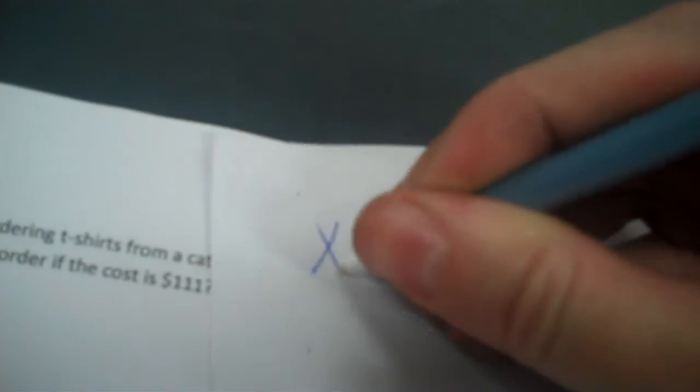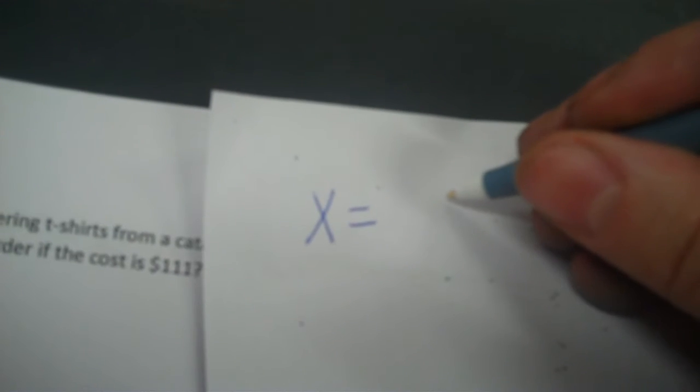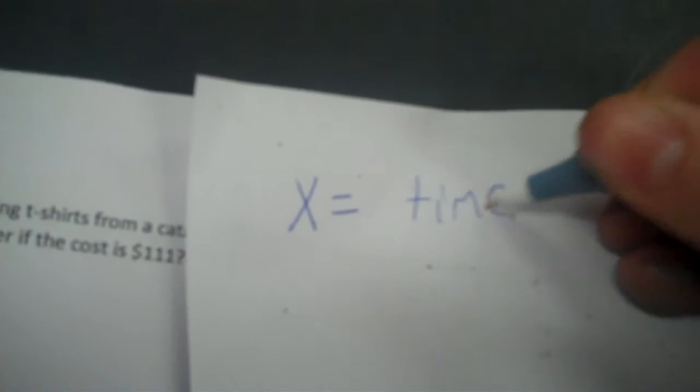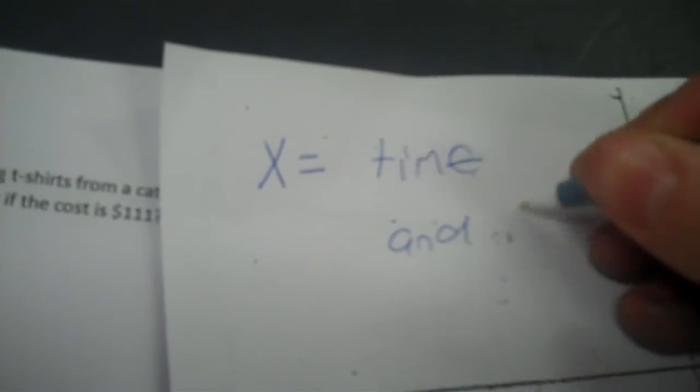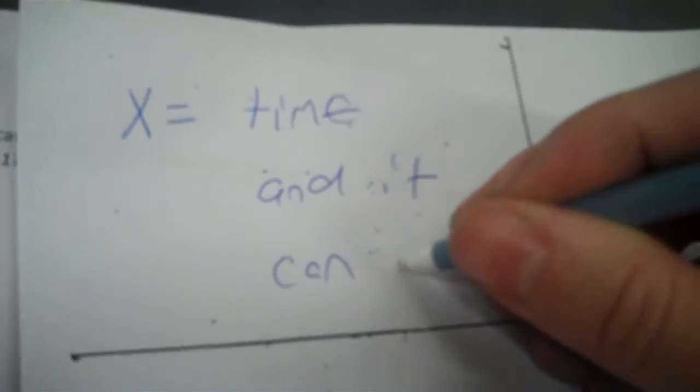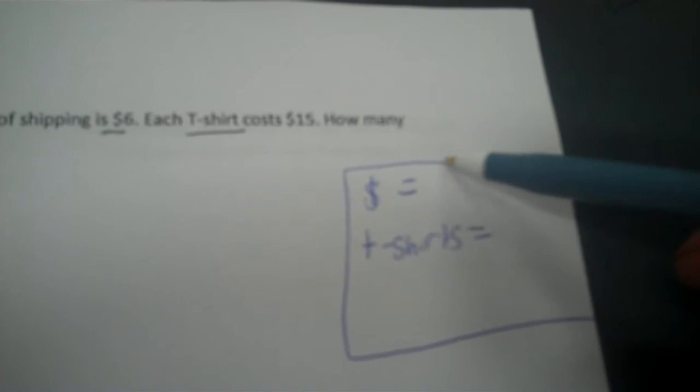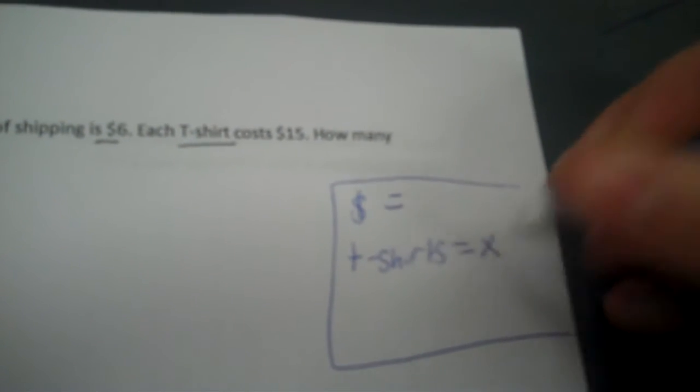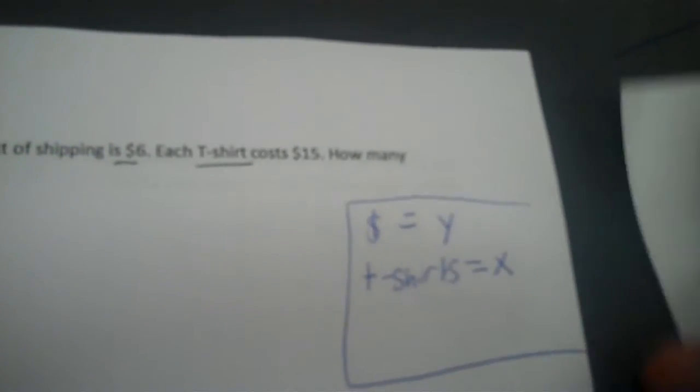A couple key things to remember, and I'm going to write this on the sheet for you. There's a couple rules when you're identifying X and Y. X is always whatever is a measurement of time, and it can never be money. Those are our 2 basic rules. X is time, and it can never be money. So you don't really have a time unit, but you know X cannot be the money, so X is going to be our t-shirts, and Y is our dollars.